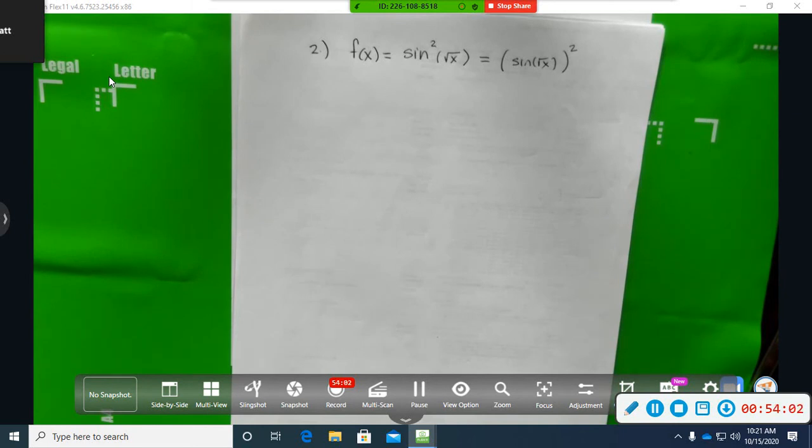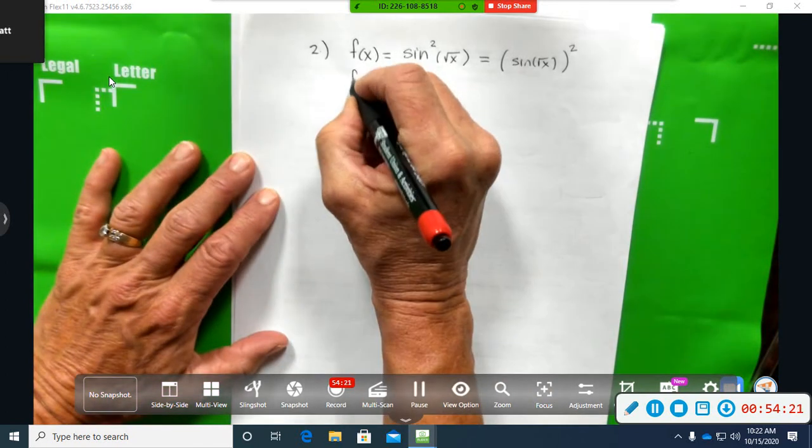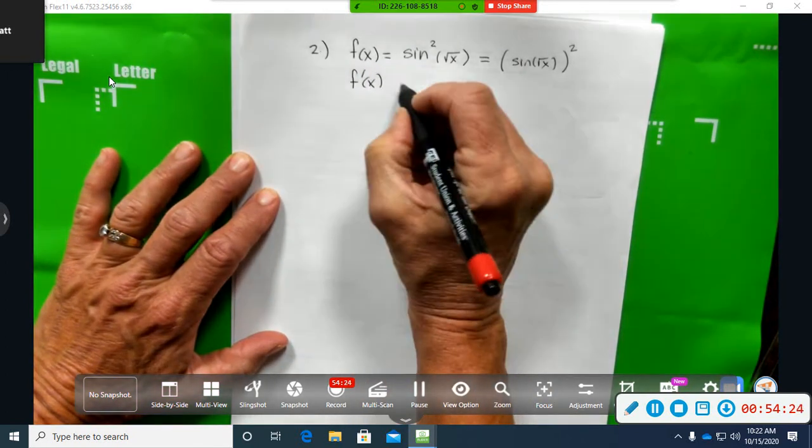Bring the power down, raise it to 1 power less. Multiply by the derivative of what's inside. What's inside is a sine. Derivative of a sine is a cosine. And the very last thing you take the derivative of is the angle. Right? So your derivative should look something like this.